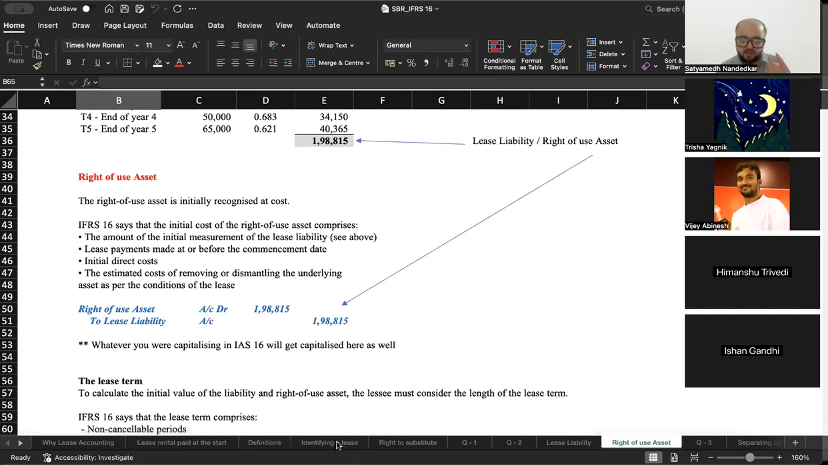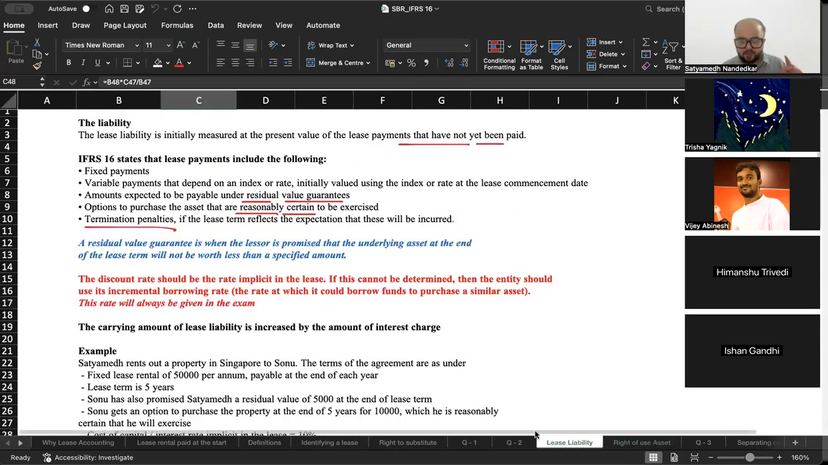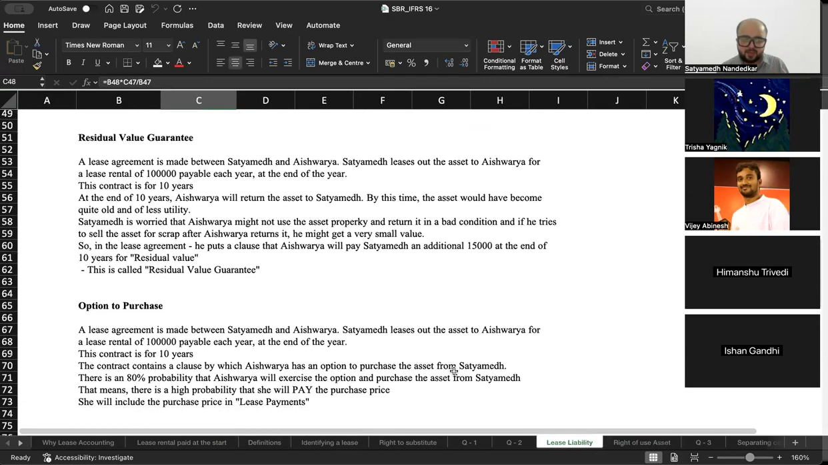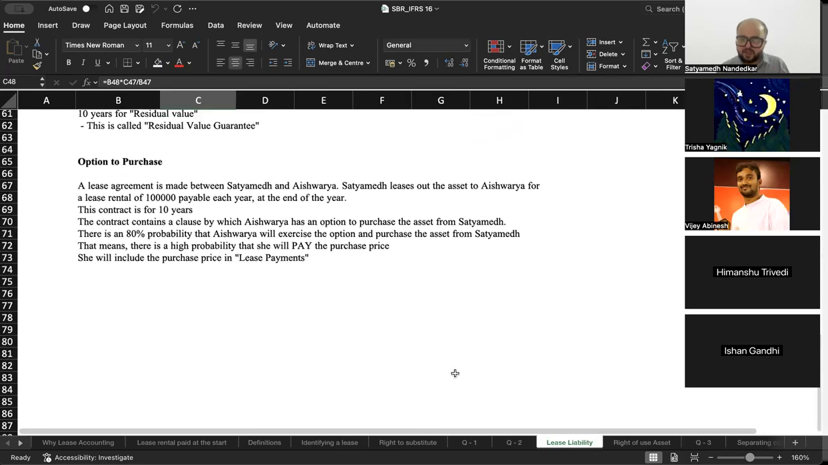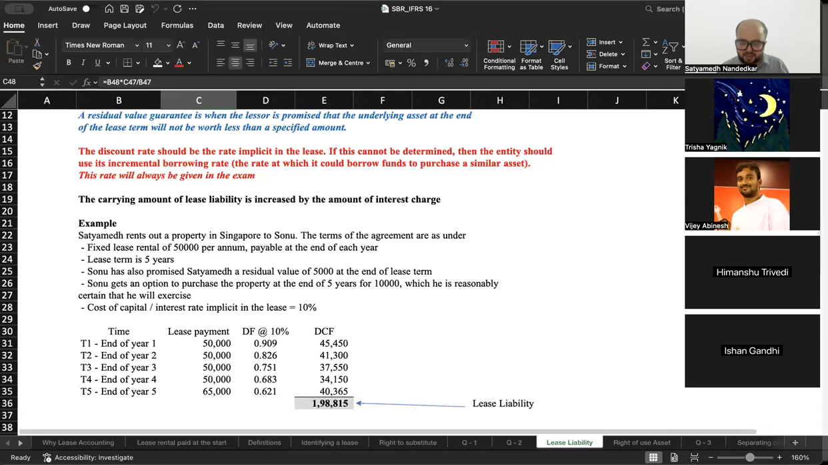Okay, now we understood how to account for a lease, but the right of use asset will keep on getting depreciated over the lease term, and we know how the depreciation is going to happen. What happens in case of lease liability is that at the end of every year you have to record an entry which basically takes into account the finance charges.